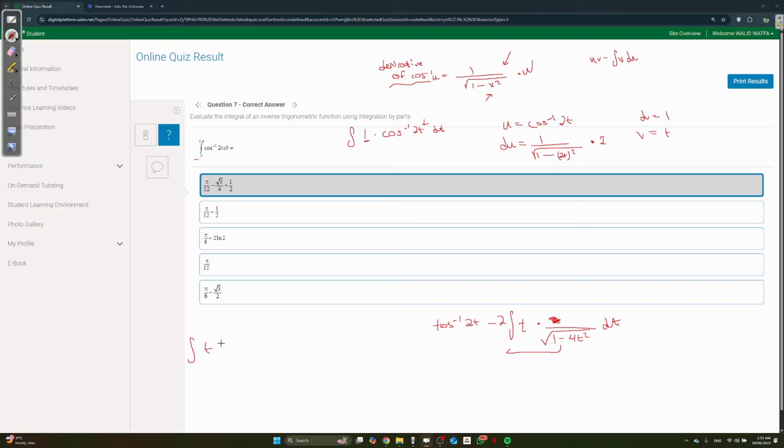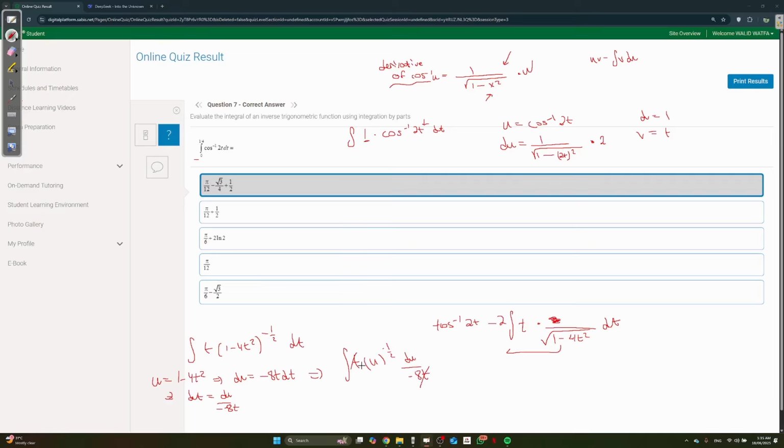It's going to be t times 1 minus 4t squared to the power of negative 1 over 2, dt. What do we do in this case? How do you solve this integral? You say u is equal to 1 minus 4t squared, right? So what's du? It's negative 8t dt. To substitute dt, what will we do? dt is du over negative 8t. So we're going to go back here. It's going to be integral t times u to the power of negative 1 over 2, and dt became du over negative 8t.